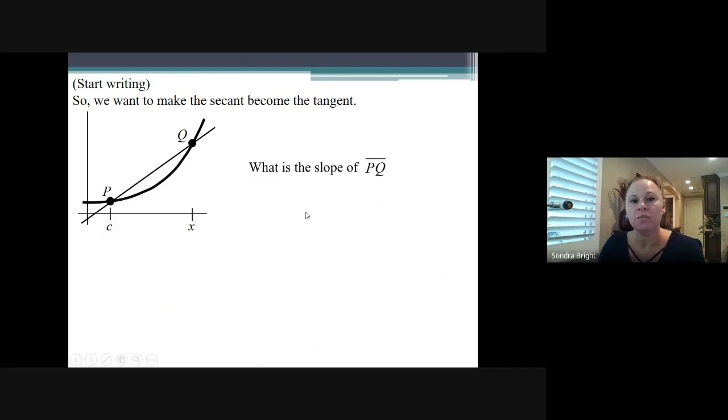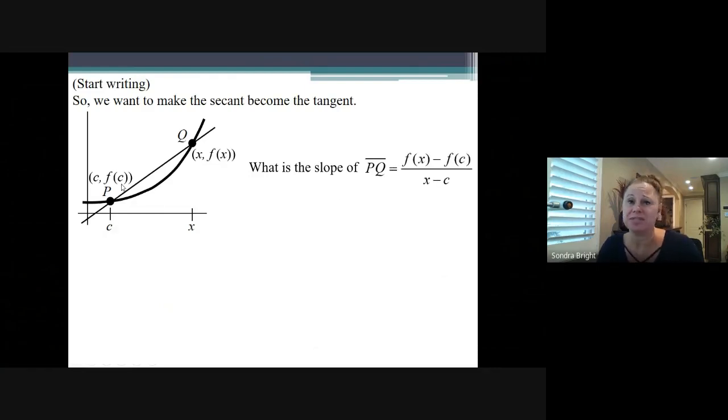And so what we want is, all right, what's the slope of this line going through P and Q? And so I'll label these points. P is when x is c, your y value would be f of c. And then Q will be the point that when x is x, then your y value would be f of x. So at this point P, your x value is c, and then f of c.